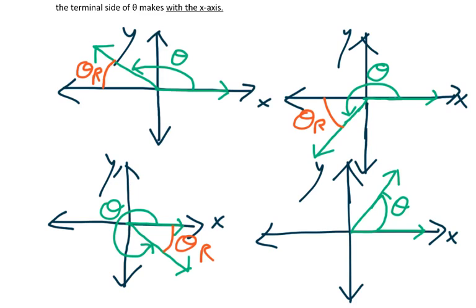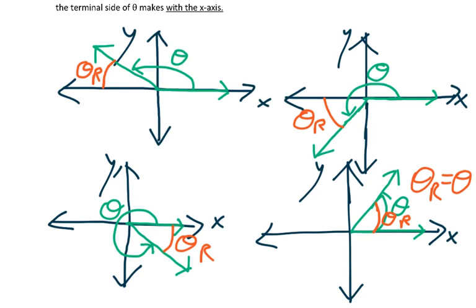Well, if the reference angle is the angle the terminal side makes with the x-axis and it's acute, well, it has to be this angle, theta. It has to be the angle theta itself, mostly because theta in this case is acute. So in this case, theta sub r, the reference angle, is theta itself.